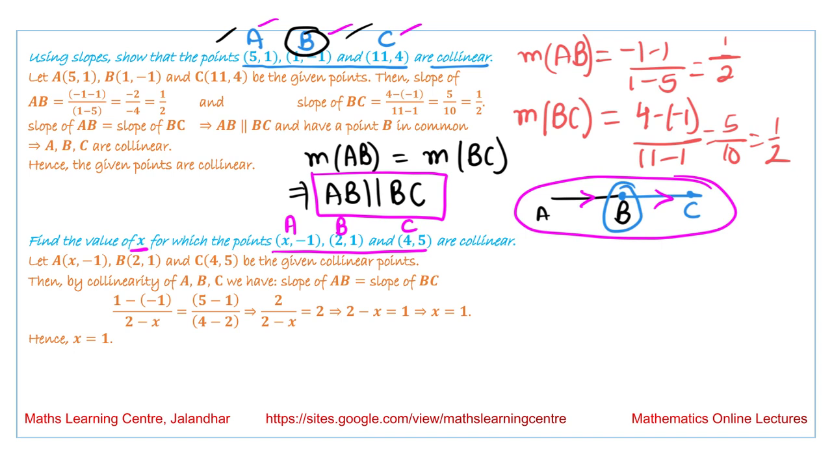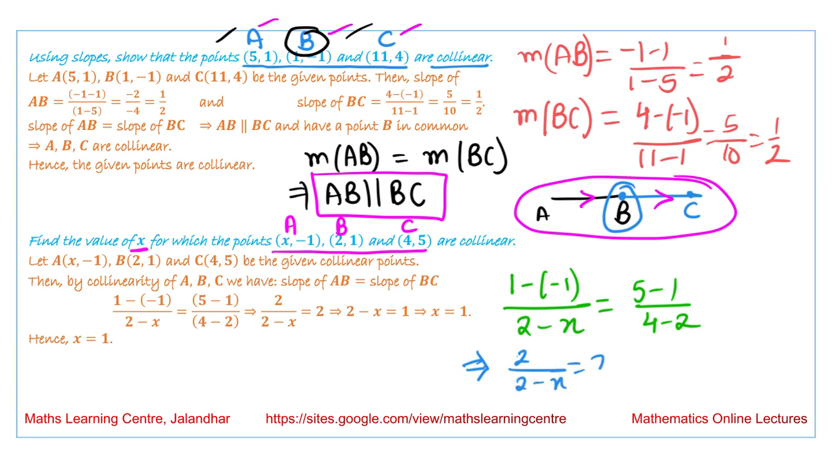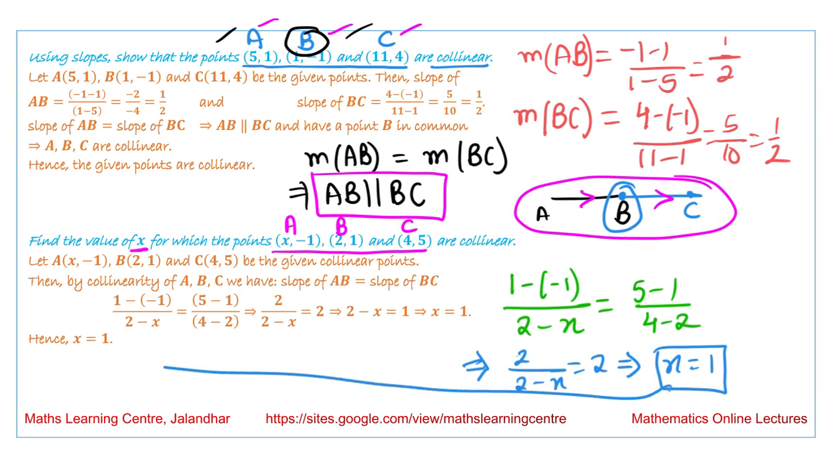Now if we calculate the slope of AB, the answer we have is (1 minus 1) divided by (2 minus x), that is equal to (5 minus 1) divided by (4 minus 2). Now on solving this, we are saying this implies 2 over (2 minus x) is equal to 2, and this implies x is equal to 1. When you solve this, you will obtain x is equal to 1. So we are saying that if these 3 points are collinear, then the value of x is equal to 1.